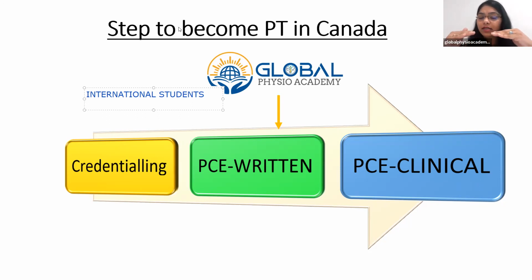In the Canadian system, Canadian students pass their bachelor's from the college, and once they are done with that, their credential is automatically done. But for the international student, they have to go through the credential. Now I will explain what a credential is. Once the credential is done, the international student and the Canadian student are at an equal level.